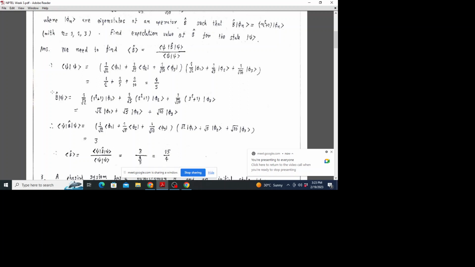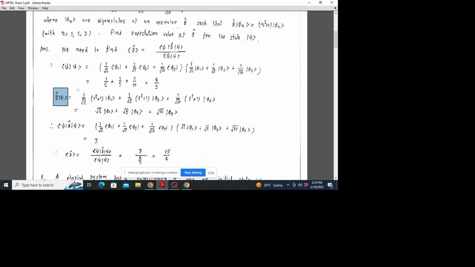So to find the numerator, we first have to find this state, the operator B acting on psi. After finding this state, we have to take the inner product of this state with the bra psi. So first find the state that is produced when B is acted on ket psi.